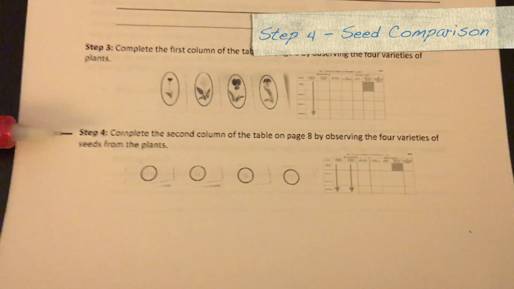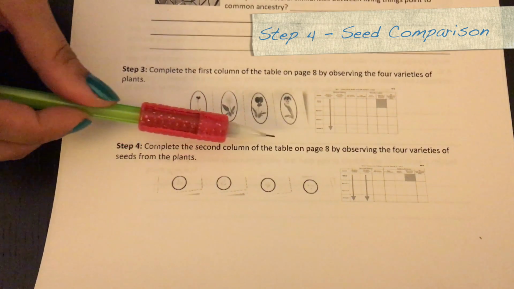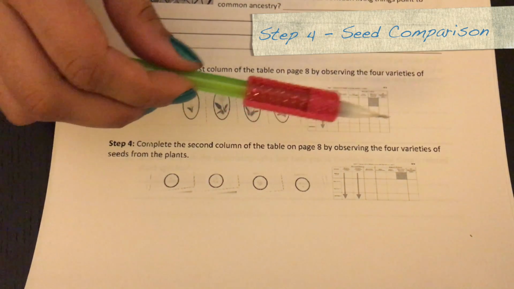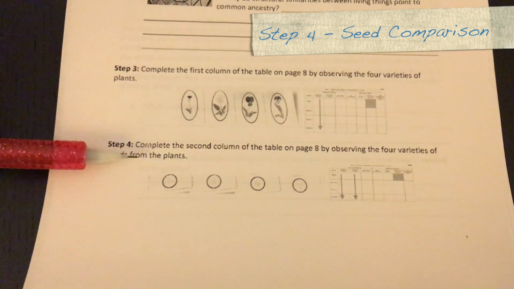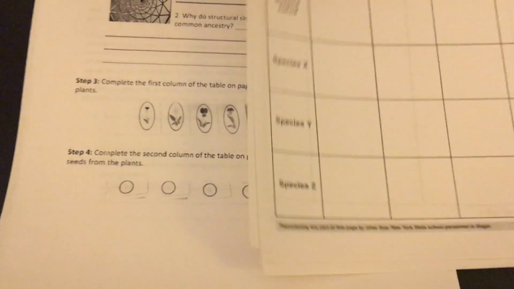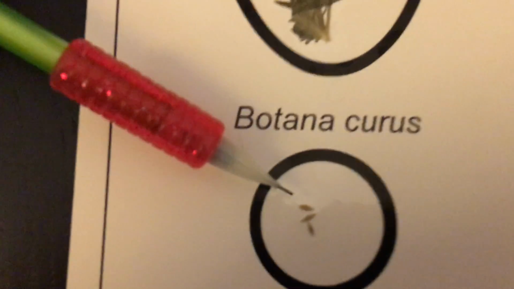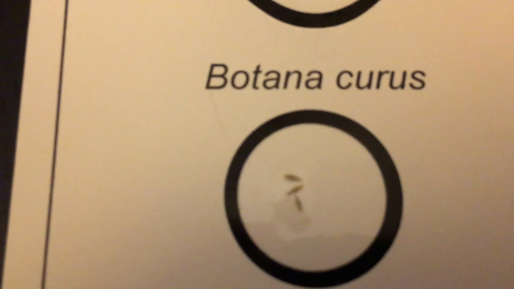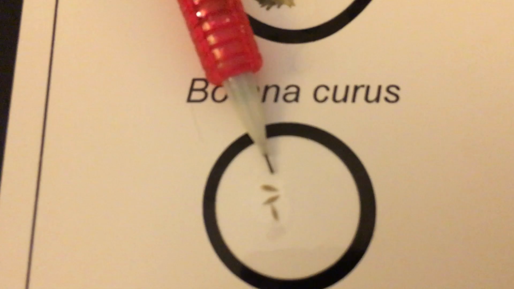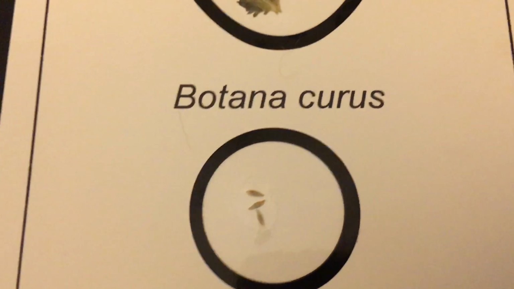Step 4. Complete the second column of the table on page 8 by observing the varieties of seeds from the plants. So now we go to column 2 and we do almost the same thing as we did with column 1, but we use the seeds for comparison. These are the seeds of the plants. This is the seed for Botanicurus.